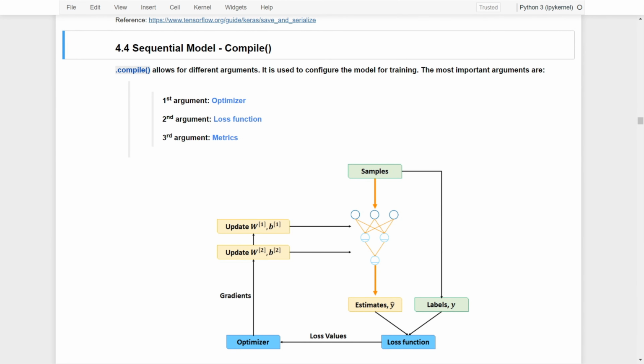In this video, I will talk about the compile function and show you the most commonly used optimizers and how to select the optimizer that fits your dataset and models. Let's go ahead and get started.